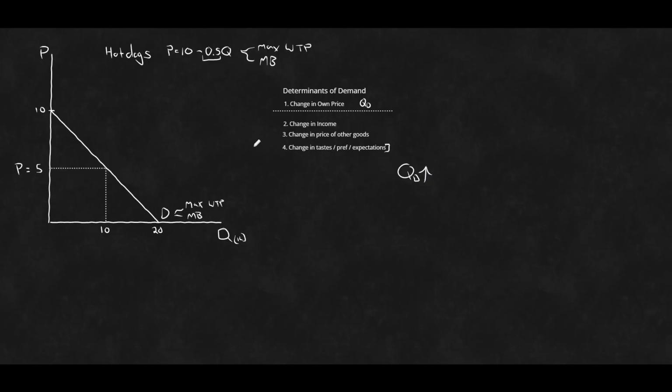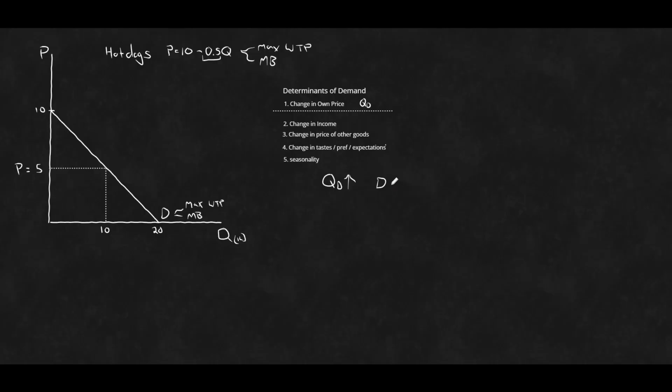Okay, let's move on to the next one. Okay, our fifth determinant of demand is just seasonality. And what we see is that there are certain seasonal trends in our demand. For example, if we were to continue talking about hot dogs, in the summer, people like to roast hot dogs over an open fire. So in the summer, what we would typically tend to witness is that the quantity demanded for a fixed price level would rise.